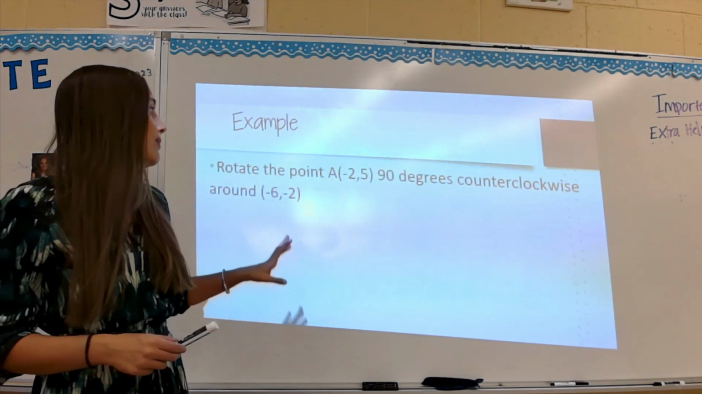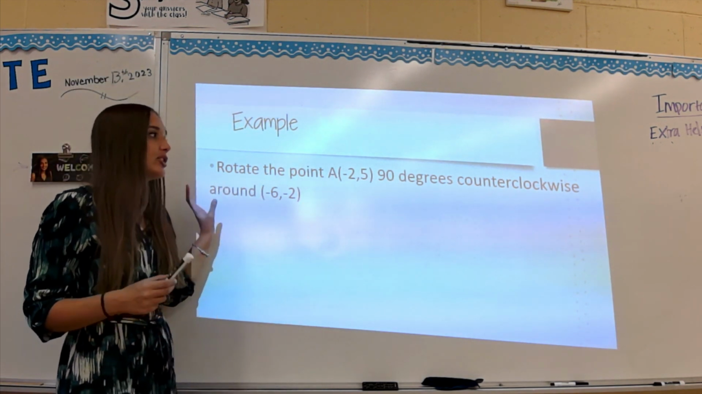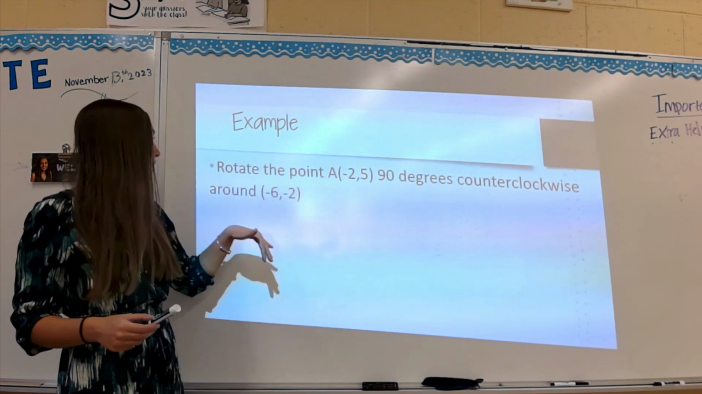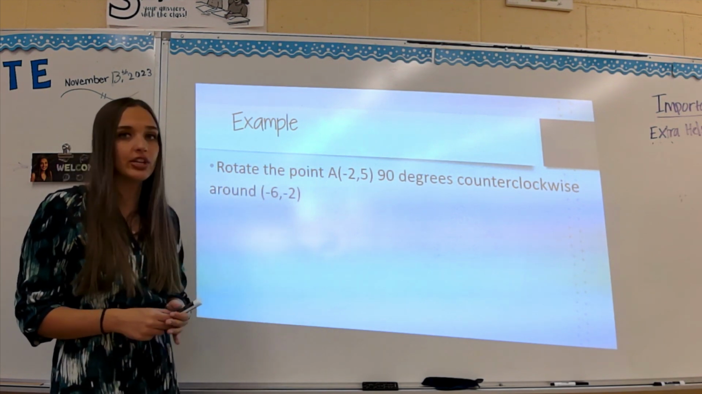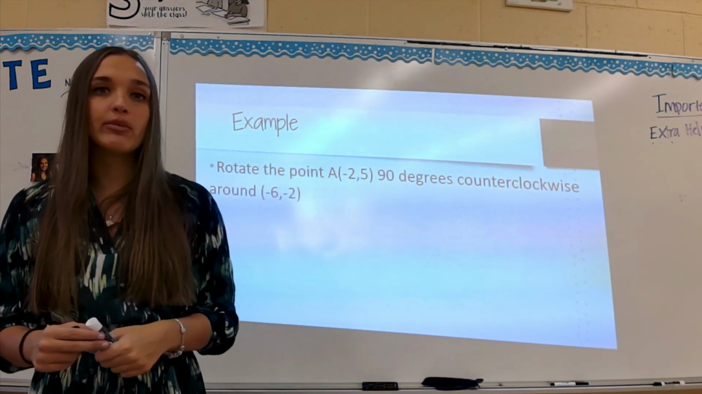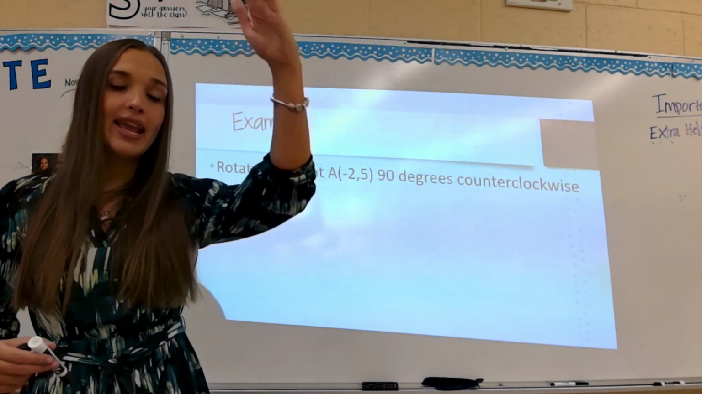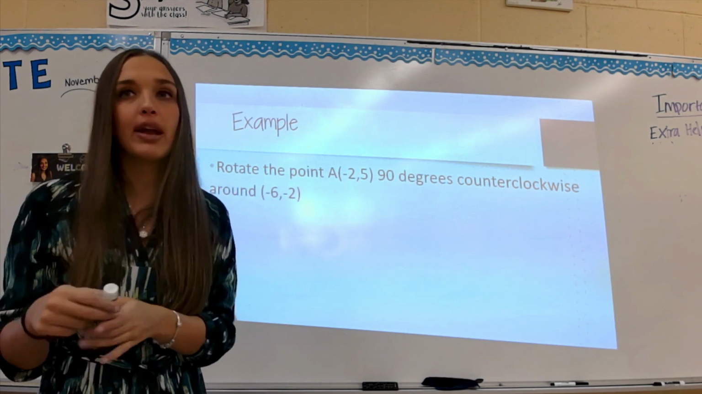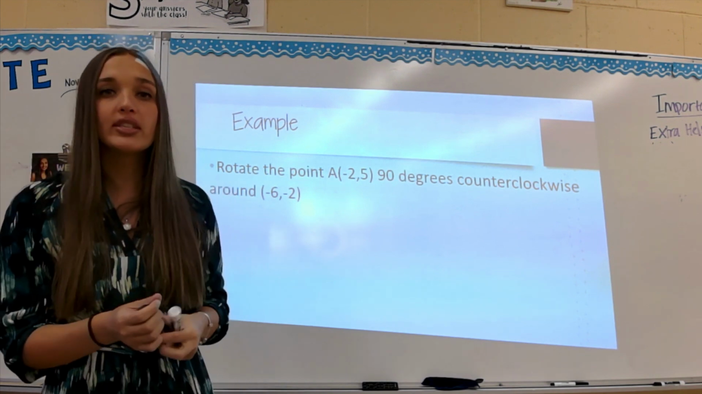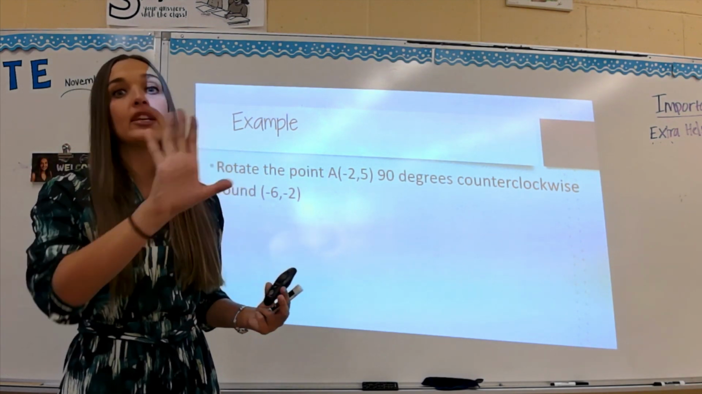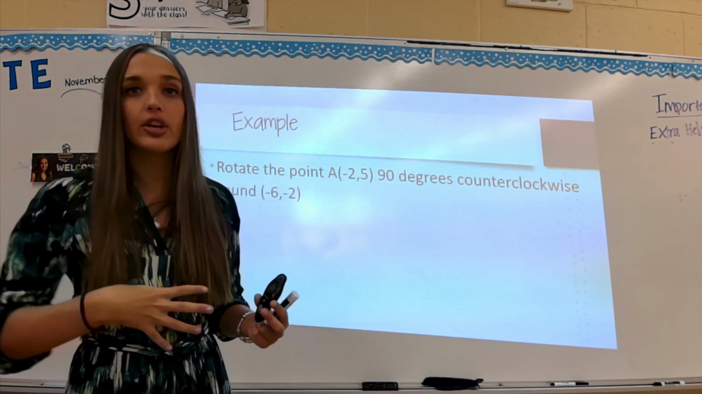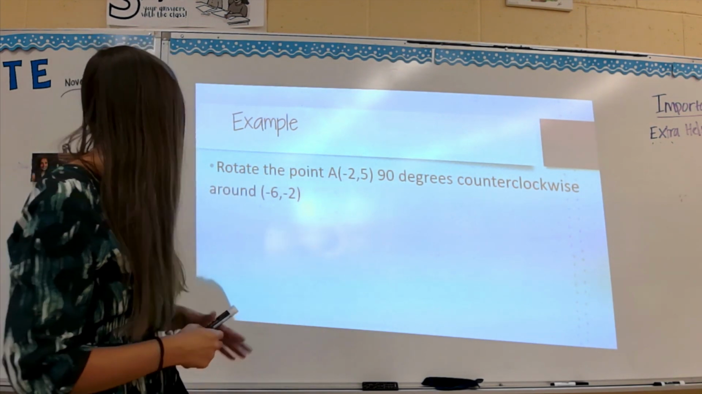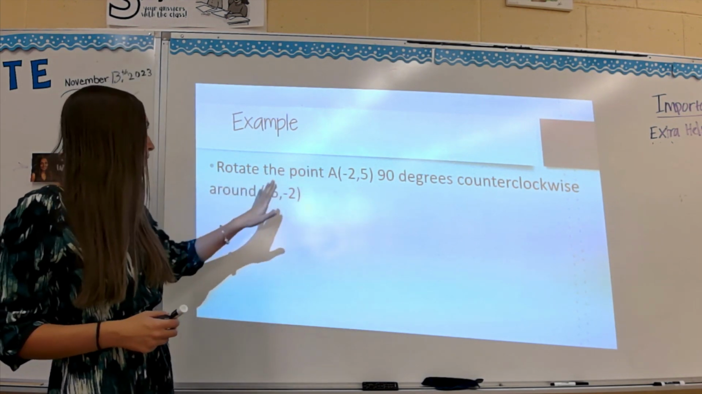So we have this problem where we're taking point A, which is (-2, 5), and we're rotating it 90 degrees counterclockwise around (-6, -2). So all those steps that we're doing, we're starting with our pre-image, which was A, and at the end, we're going to get to A prime. It's not going to be A double prime because we're doing all these rotations. We're just taking it and rotating it around the point, so it's just going to be a singular prime. We're not going to have multiple primes here. So we want to rotate this point around this point.